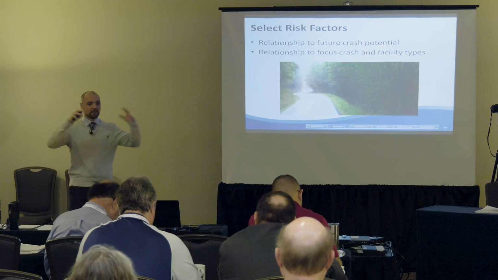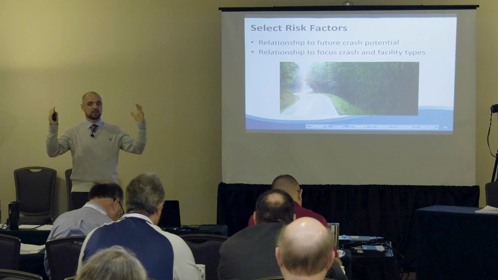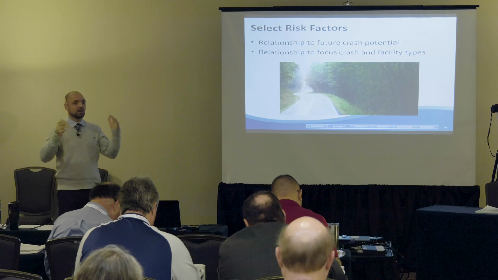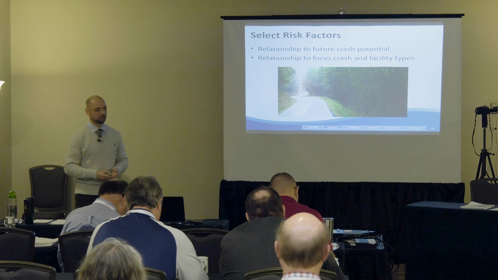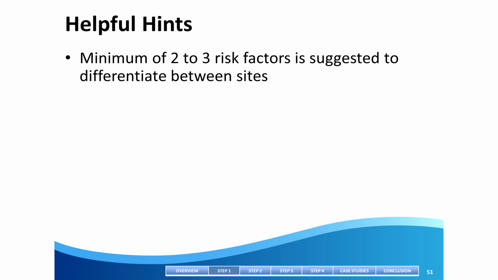And eventually, so we've identified all potential risk factors, we've evaluated those to a smaller list, and then from that list of risk factors, we want to select the ones to move forward with to help prioritize our sites. So the risk factors, again, should relate to the potential for crashes, so it should be somewhat data-driven, and they should tie directly to your focus crash types and facility types. There's no set rule for how many risk factors to include. Generally, we include more than one, but basically we want to select enough risk factors to narrow our sites down so that we can focus on an appropriate number of locations.